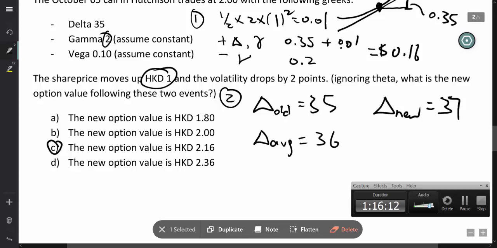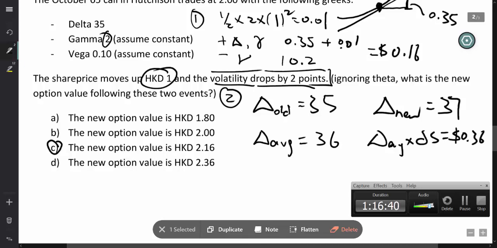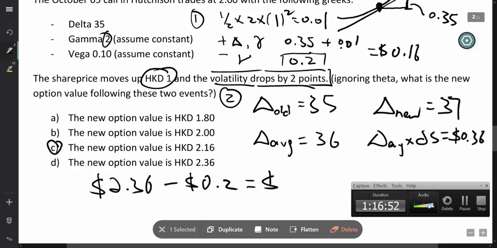Now you can calculate the change in price, which is just the average delta times the change in the price, which is $1. So the change in price for the option will be 36 cents. But you've got to deduct what you are losing from the drop in Vega. Now that doesn't change, that is still 0.2. So you end up with a price of 2.36 minus your Vega loss, which will be 2.16. Okay, so two ways you arrive at the same answer.